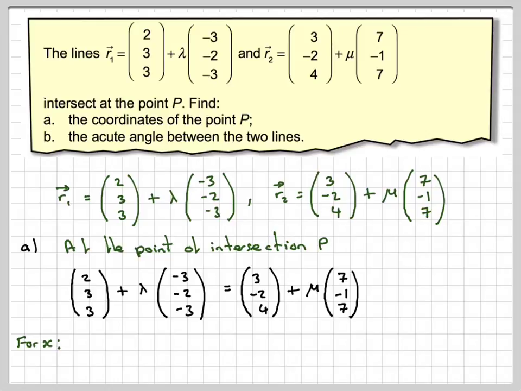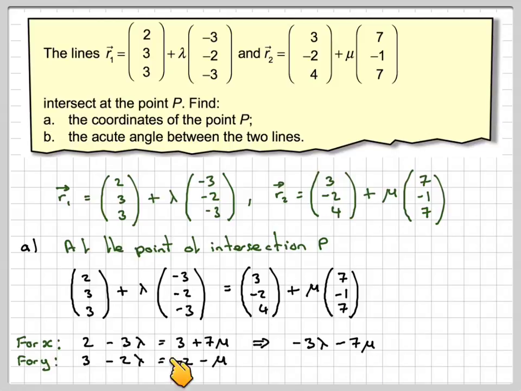So for the x component, we have 2 - 3λ = 3 + 7μ. For the y component, we have 3 - 2λ = -2 - μ. Now, rearranging this, we're going to be very careful here, as we've got lots of negative signs. We've got -3λ, taking this over here, -7μ, and taking the 2 over here, we have 1. And repeating it for the other line, we have -2λ + μ, taking the 3 over here, equal to -5. So we've got two simultaneous equations here.